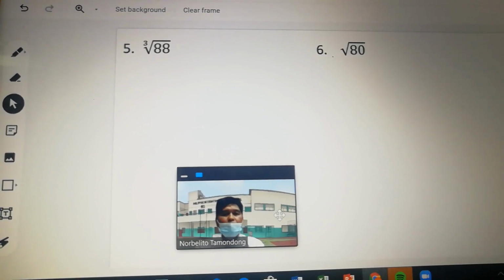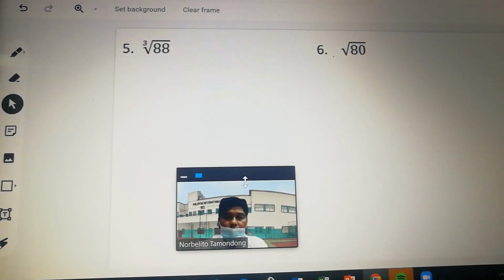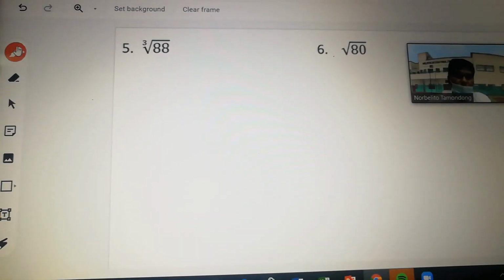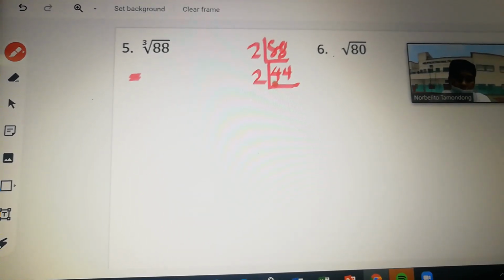Okay, so next is cube root of 88. What is cube root of 88? Okay, kunin natin yung perfect cube factor of 88. Divisible by 2, 44. 44 is again divisible by 2, equal to 22. 22 is divisible by 2, then this is equal to 11.